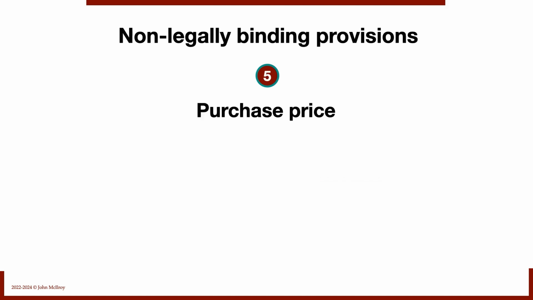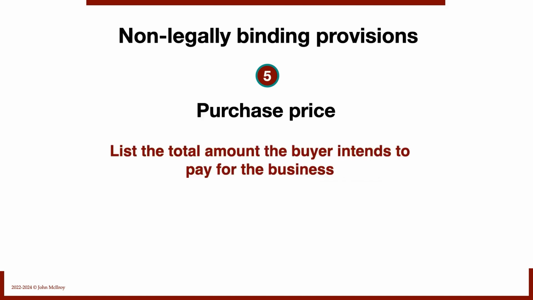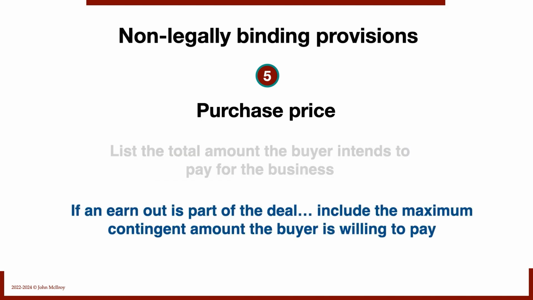Number 5, the purchase price. List the total amount the buyer intends to pay for the business. And of course, if an earnout is part of the deal, that's got to include the maximum contingent amount that the buyer is willing to pay over the length of the earnout.